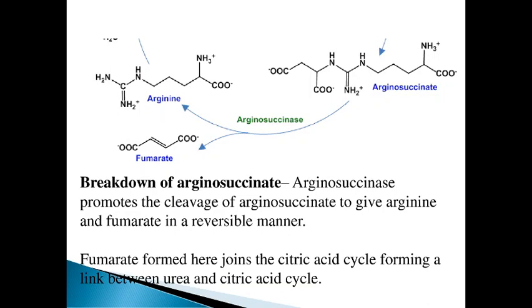Next step in the cytosol, breakdown of argininosuccinate. Argininosuccinase promotes the cleavage of argininosuccinate to give arginine and fumarate in a reversible manner. Fumarate formed here joins the citric acid cycle, forming a link between urea and citric acid cycle.